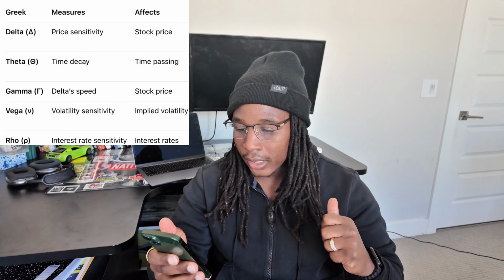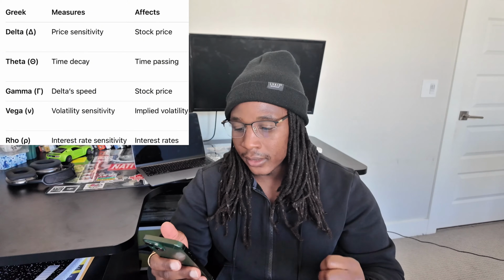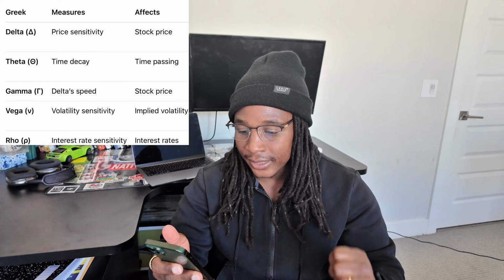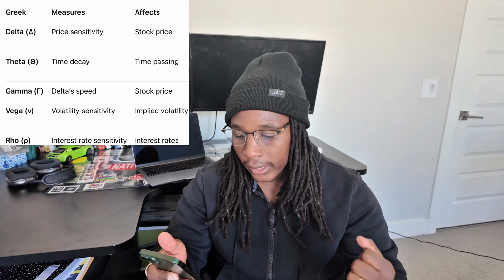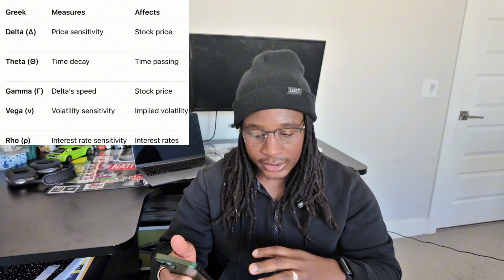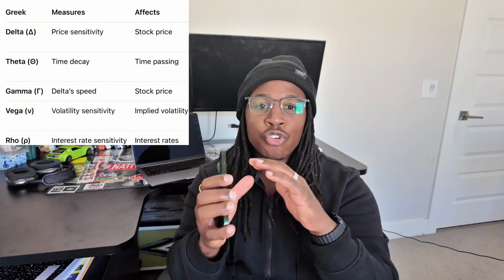The gamma affects the delta spread and the stock price. The vega is the volatility sensitivity, right? Implied volatility. And the rho, interest rate sensitivity, right? It's just simply the interest rates of the stock, right? But you don't care about any of that, right? You don't care about any of that.